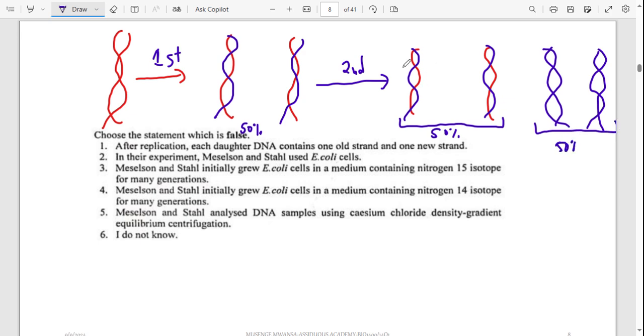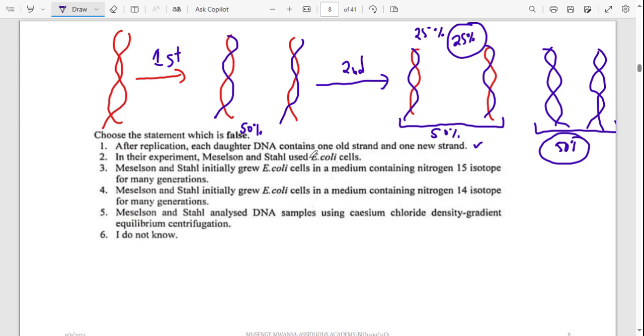But of the hybrids, can you see that you have got one new strand and one old strand? In other words, you have got 25% of the hybrid being old, 25% of the hybrid being new. So altogether, the old strands will just be 25%. The new strand will be 25% in the hybrid and 50% which is alone. That is 75. Hope you get the math right. After replication, each daughter DNA contains one old strand and one new strand. Is that true? After replication, each daughter DNA, this is true, isn't it? One old and one new.